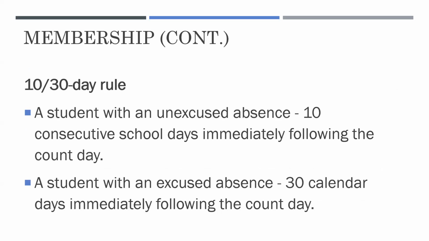For our count day membership learners, the 10-30-day rule applies. So if a student logs into, let's say, 3 of their courses on count day, but not the other 3, we then have to determine, was the student excused or unexcused from those last 3 classes. And if they're unexcused, the student has 10 school days to complete an assignment or an activity in each of the scheduled courses. If the student happens to have been excused, they then have 30 days, the full count period, to make sure that they have an activity completed in each of their courses.